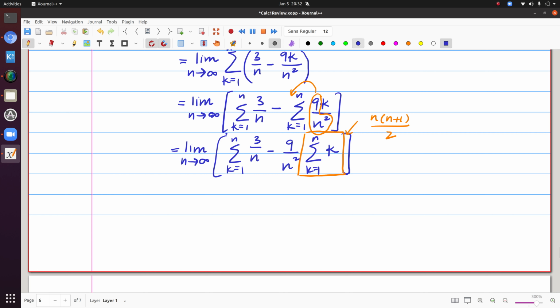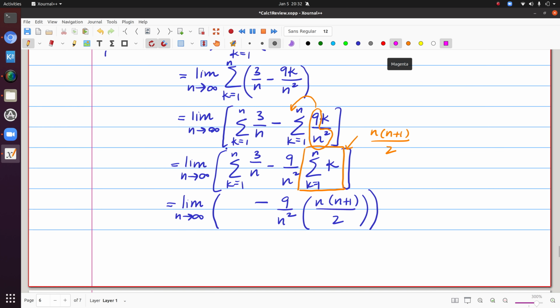So what does that leave me with? Well, I have the first part to deal with. I'm going to leave a blank here, and this is going to be this times what I have in orange. So for this first thing, put this maybe up here, I have the sum from k equals 1 to n of 3 over n.